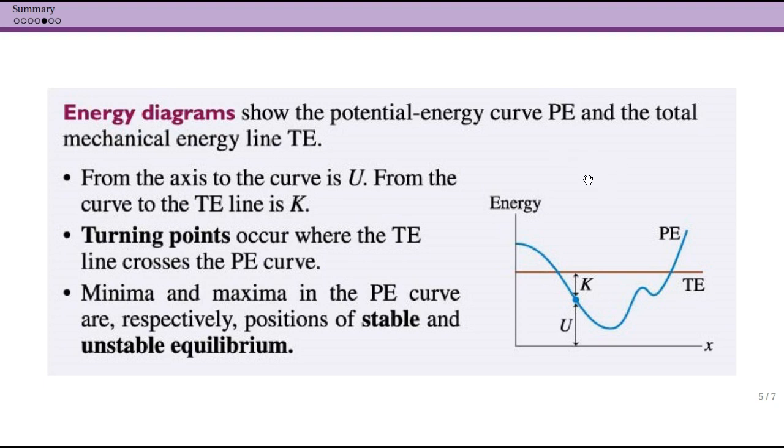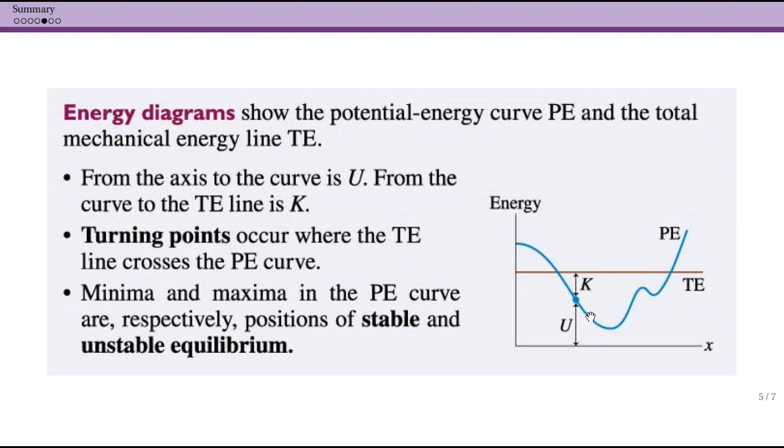There are two lines to worry about: the potential energy curve, shown here in blue, and the total energy line, which must be horizontal. You can only really do potential energy diagrams for isolated systems that do not have a change in thermal energy. So mechanical energy is conserved, and that's the only thing we're looking at. The horizontal axis is position.